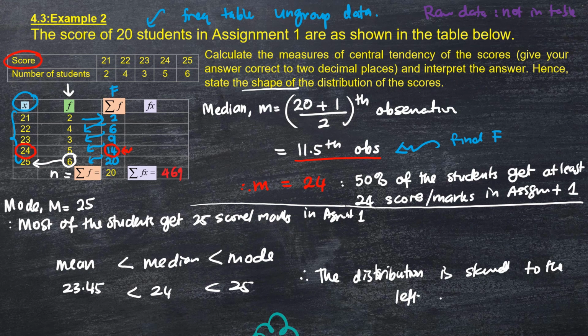Okay. So what can I say here? What is important for you? For frequency table and grouped data, you need to find capital F because you will need this when you want to find your median. But for fx, you don't need to write the value of each multiplication, each pair of multiplication, because we just need the final value. Okay.